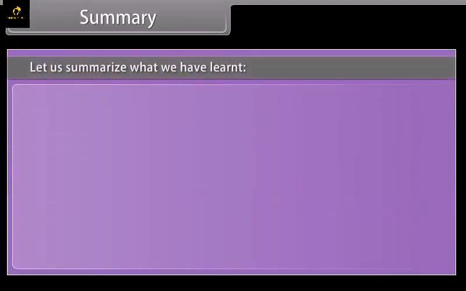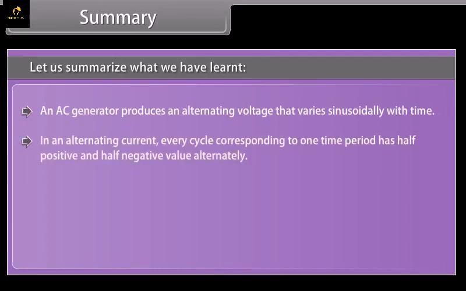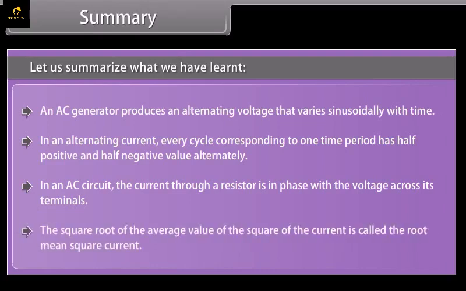Summary. Let us summarize what we have learned so far. An AC generator produces an alternating voltage that varies sinusoidally with time. In an alternating current, every cycle corresponding to one time period has half positive and half negative value alternately. In an AC circuit, the current through a resistor is in phase with the voltage across its terminals. The square root of the average value of the square of the current is called the root mean square current.